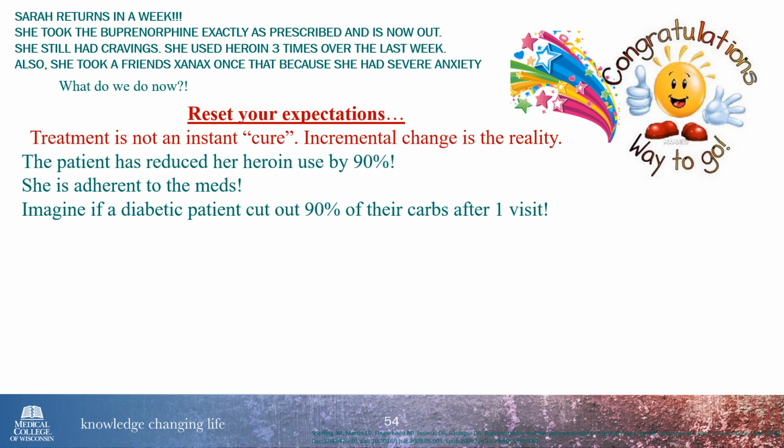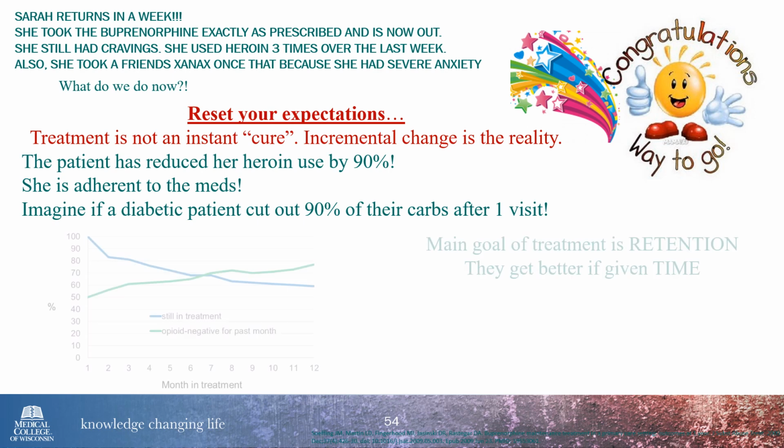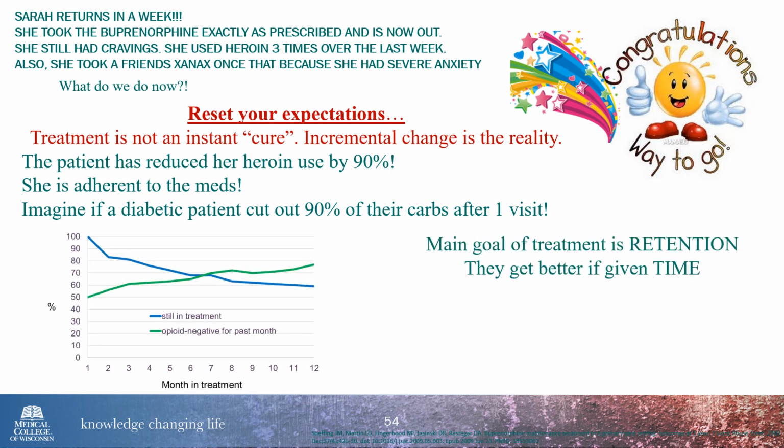And she's adherent to her meds. She's doing exactly as you prescribe. So again, that's great. If a person living with diabetes cut out 90% of their carbs after their first visit with a nutritionist or a clinician, you would be celebrating. You'd be really excited. You wouldn't be yelling at them for the 10% of carbs that they are eating. It should be the exact same treatment approach for opioid use disorder. The main goal in caring for people with opioid use disorder in a primary care setting is to keep them in treatment, retain them, and they will get better over time.